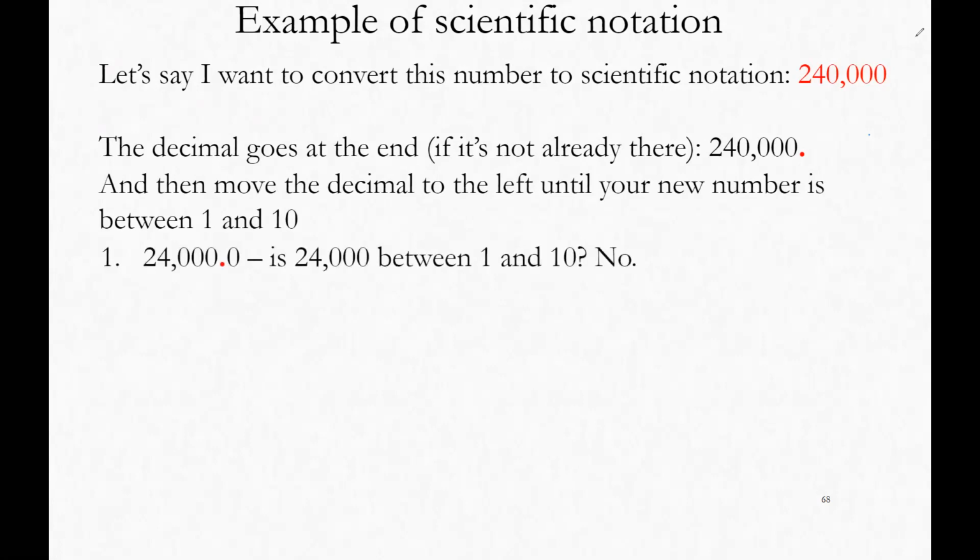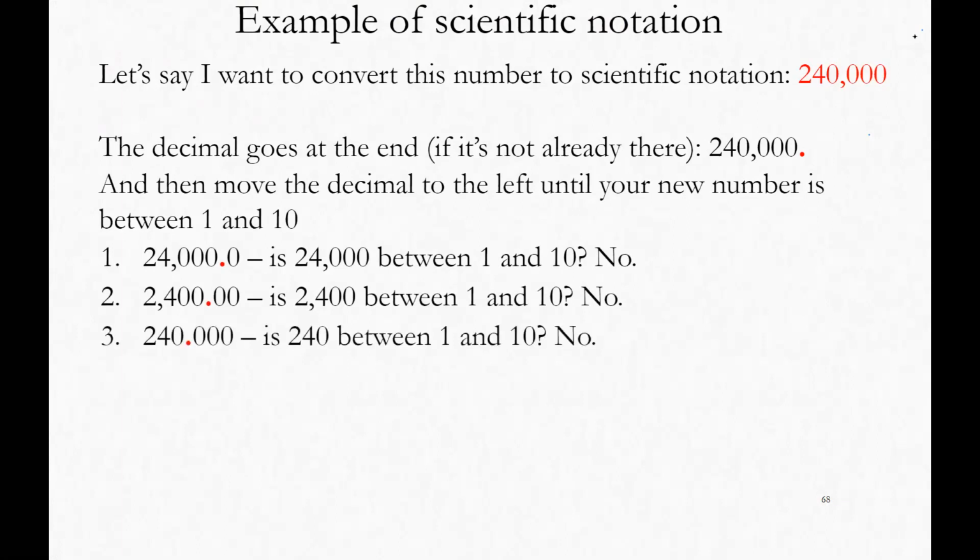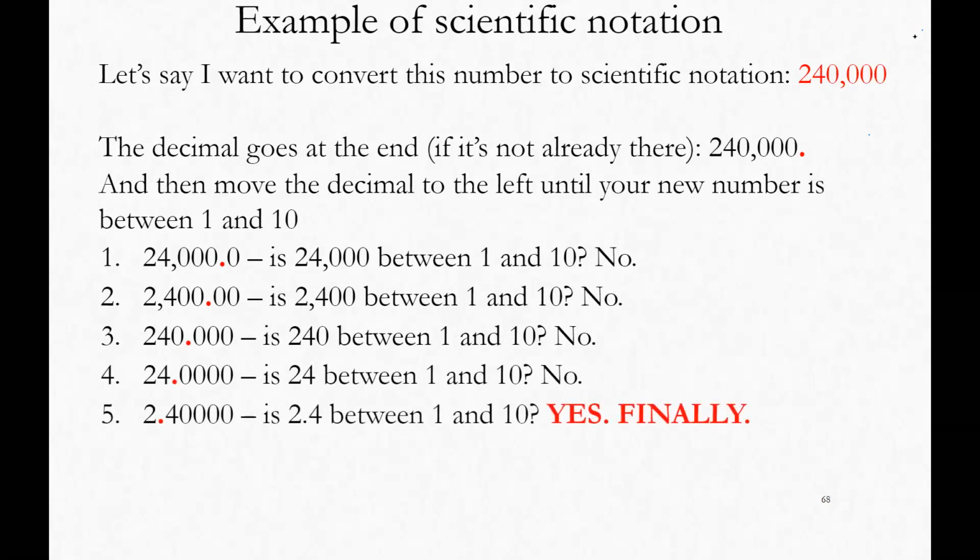So let's move it once. We move the decimal from the end closer to the left. We now have 24,000. Is that between 1 and 10? No. Move it one more time. We've got 2,400. Is this between 1 and 10? No. We've got 240 now. Is this between 1 and 10? No. 24. Is this between 1 and 10? No. Finally, if we move it another time, we get 2.4. We now have a number between 1 and 10.